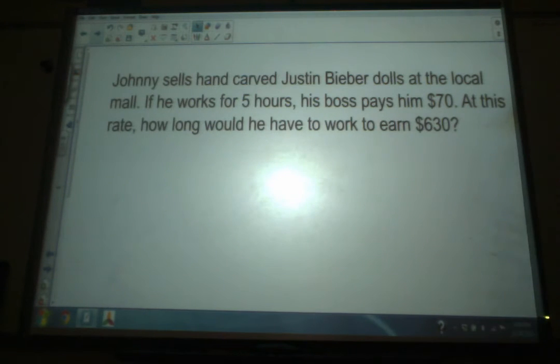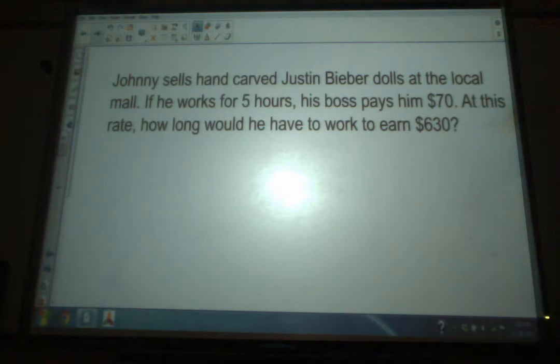So, for example, Johnny sells hand-carved Justin Bieber dolls at the local mall, and he works for 5 hours and his boss pays him $70. At this same rate, how long would he have to work in order to earn $630?